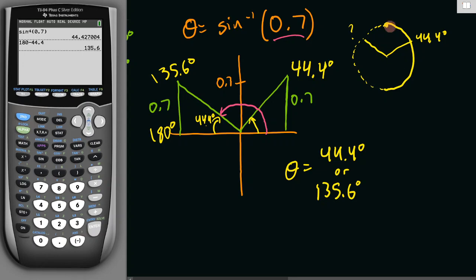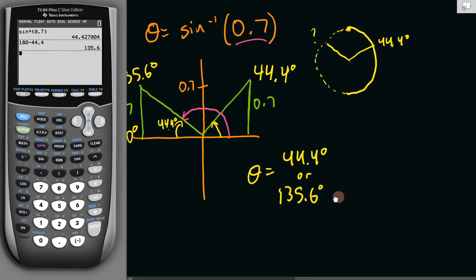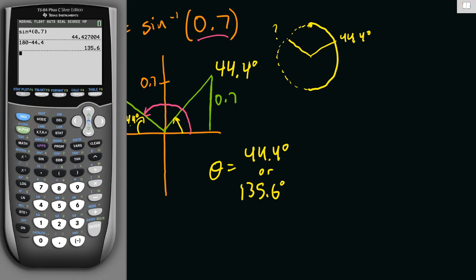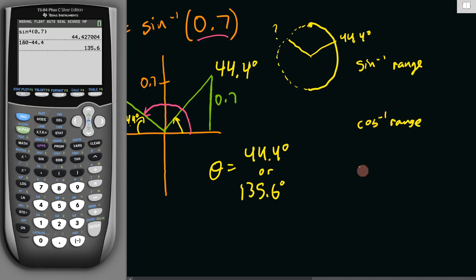And this one worked out really nicely for us because it was a positive value. The inverse function gave us our first quadrant angle, which is our reference angle, the standard reference angle that we're used to using. And the same thing would be true for cosine. This is the range of sine inverse, and the cos inverse range is the top half of the circle. So again, if we put a positive value in for cos inverse, it's going to give you something in the first quadrant, which is nice and easy to use.